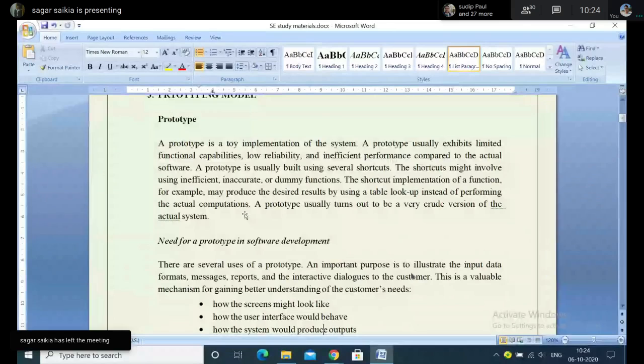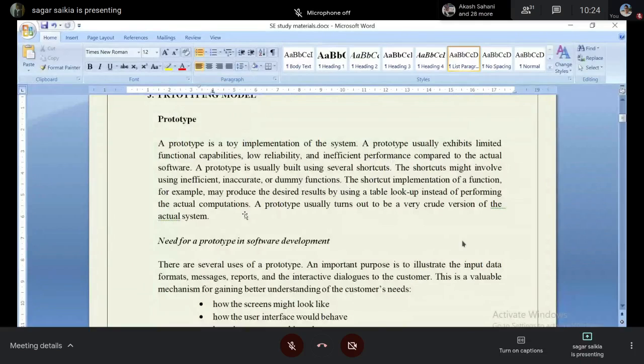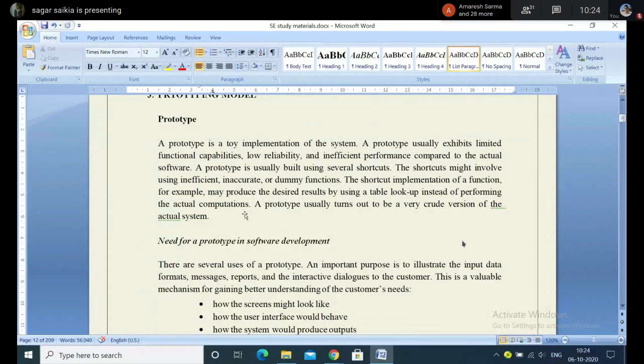Okay, anyone else? Okay, so Arbaz said it is a kind of a model, or you can say a kind of a blueprint, right? What you are trying to say.